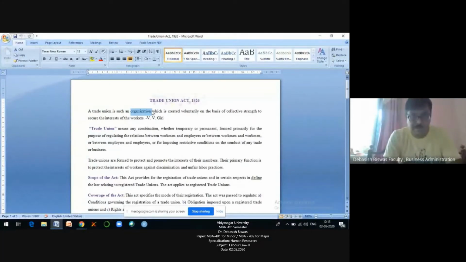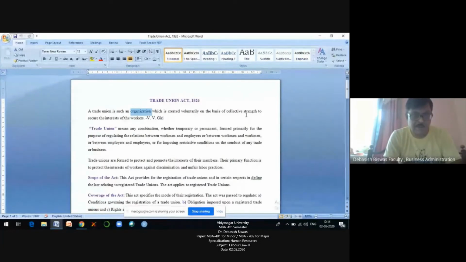When we are trying to form an organization, then a collection of people is required. Otherwise, organizations will not be created. So if we say that trade union is an organization, that means there are more than two people. And the definition also mentions it will be created on the basis of collective strength. That means an individual employee or worker cannot form a trade union. There should be collective effort. Collective opinion is required. If collective strength is not there, you cannot form a trade union.